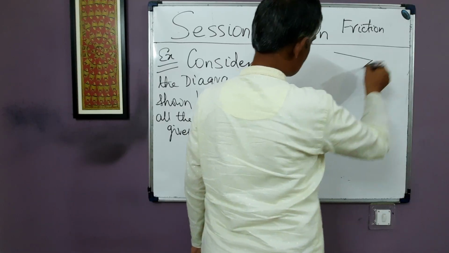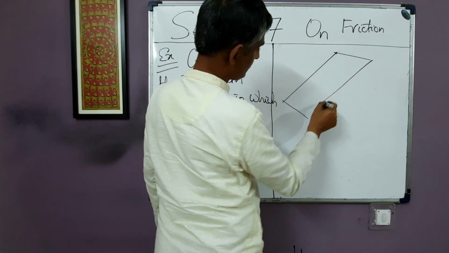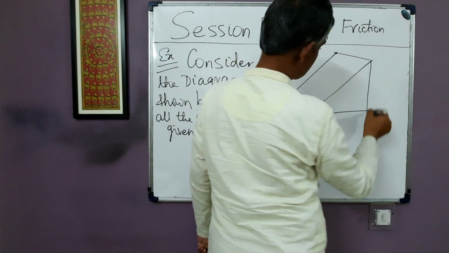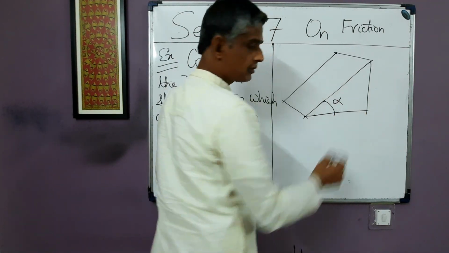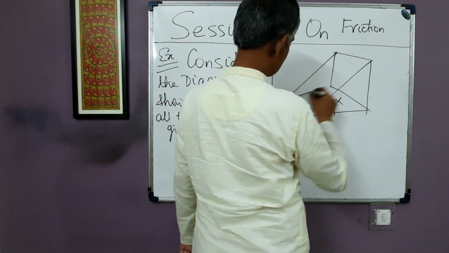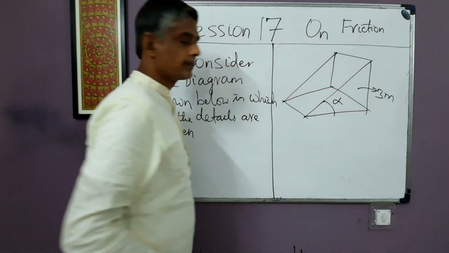There is a wedge whose inclined face makes an angle of alpha with the horizontal. This is the wedge. Mass of the wedge is given to be 3m.